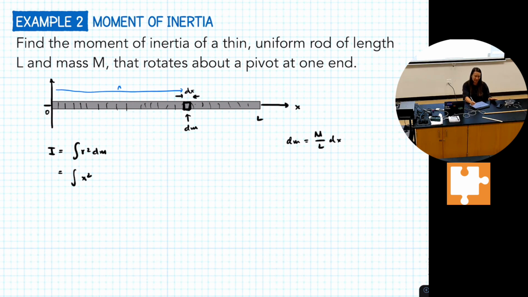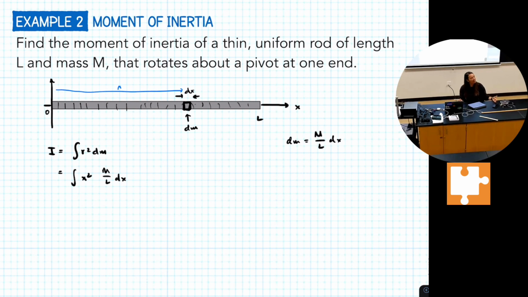Mass divided by length times length gives us mass again. So for dm, we plug in m over L dx. Part of the reason we do this is because we need to integrate over x, so we can't leave it as dm. What do you think our limits of integration are here?